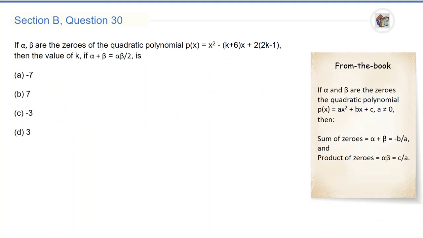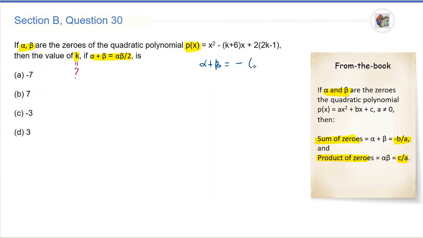Question 30. If alpha and beta are the zeros of this quadratic polynomial p(x), then the value of k, if alpha plus beta is equal to alpha beta by 2, is what? So basically, I need to find out the value of k. Now, let's see what you have here in the book. What do they teach about this? Well, they've taught you that if alpha beta are the zeros of any quadratic polynomial, then the sum of its zeros, that is sum of alpha and beta, is minus b by a, and the product is c by a. So here then I can find alpha plus beta, minus b by a.